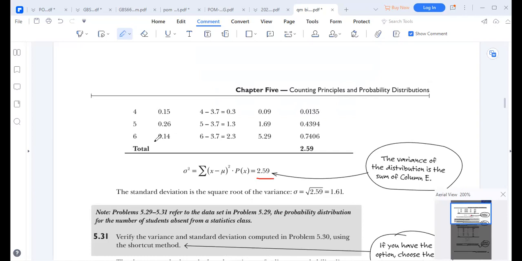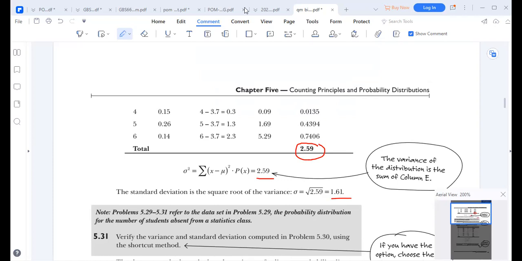Until we reach the final one, 6 minus 3.7, we get 2.3. 2.3 squared, we get 5.29. We multiply by the probability and get 0.7906. The total is what we call our variance. So the variance, when we square root it, we call it the standard deviation.